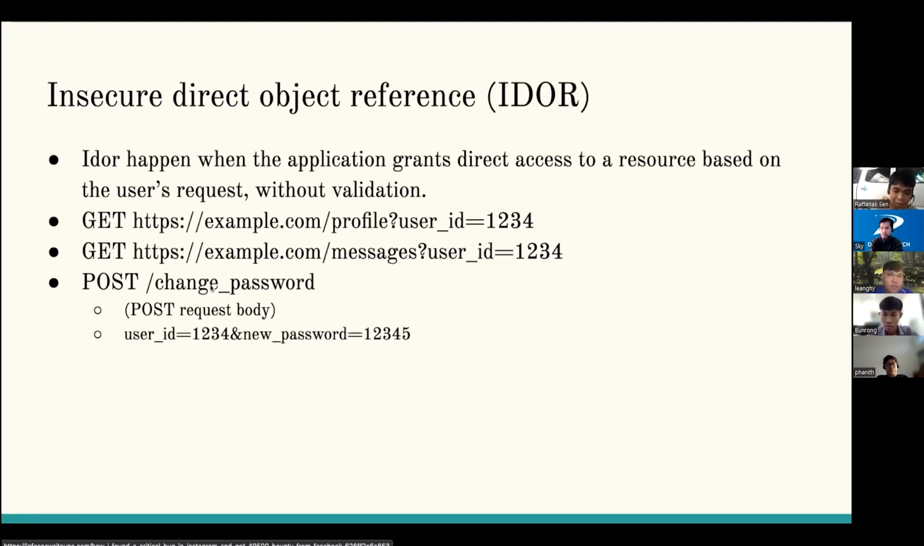The same goes for POST requests. If I want to change my password by requesting this endpoint, and it takes the user ID of the current user and the password, what if I want to change another user's password by changing the ID from 123 to 12345, and it allows me to change the password of another user? It means that this endpoint, this functionality, is also vulnerable to IDOR.